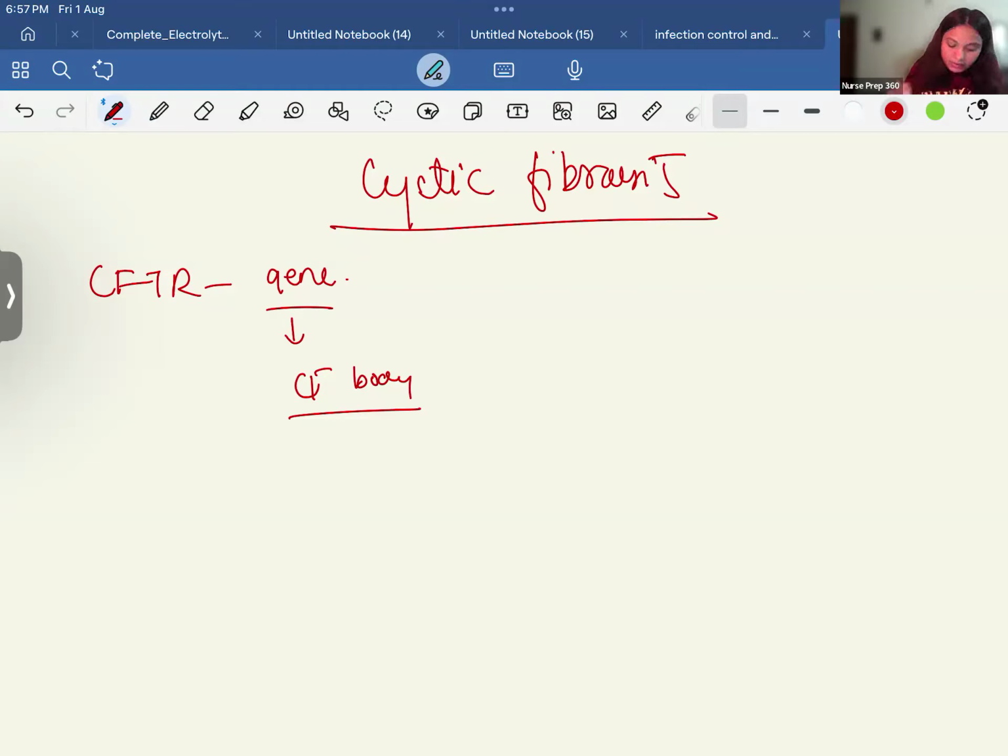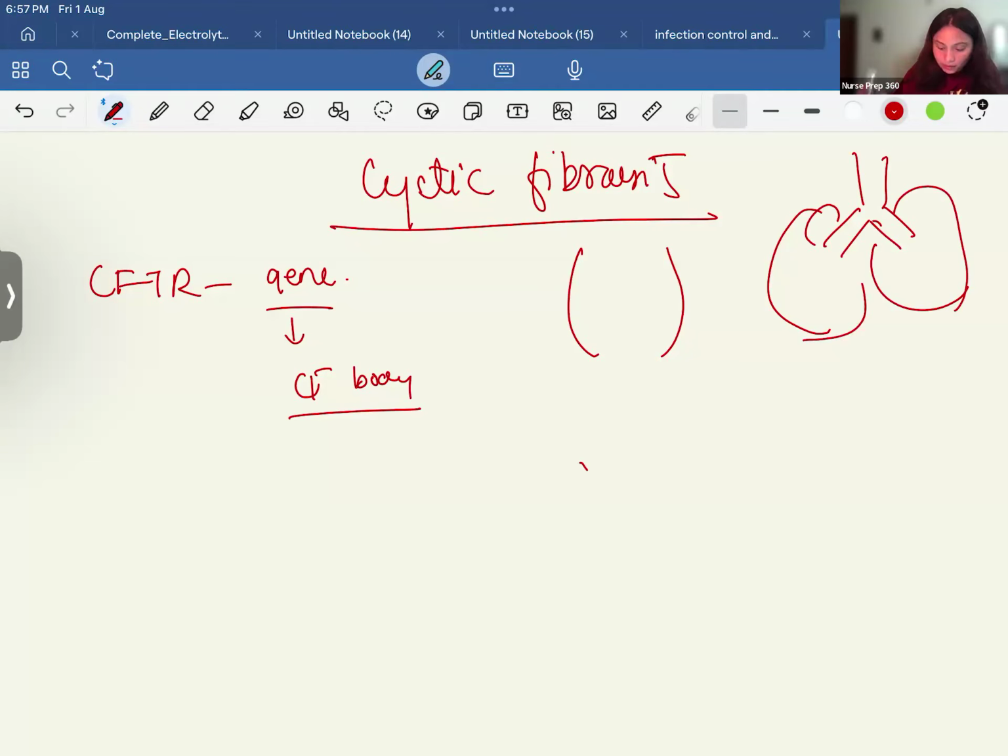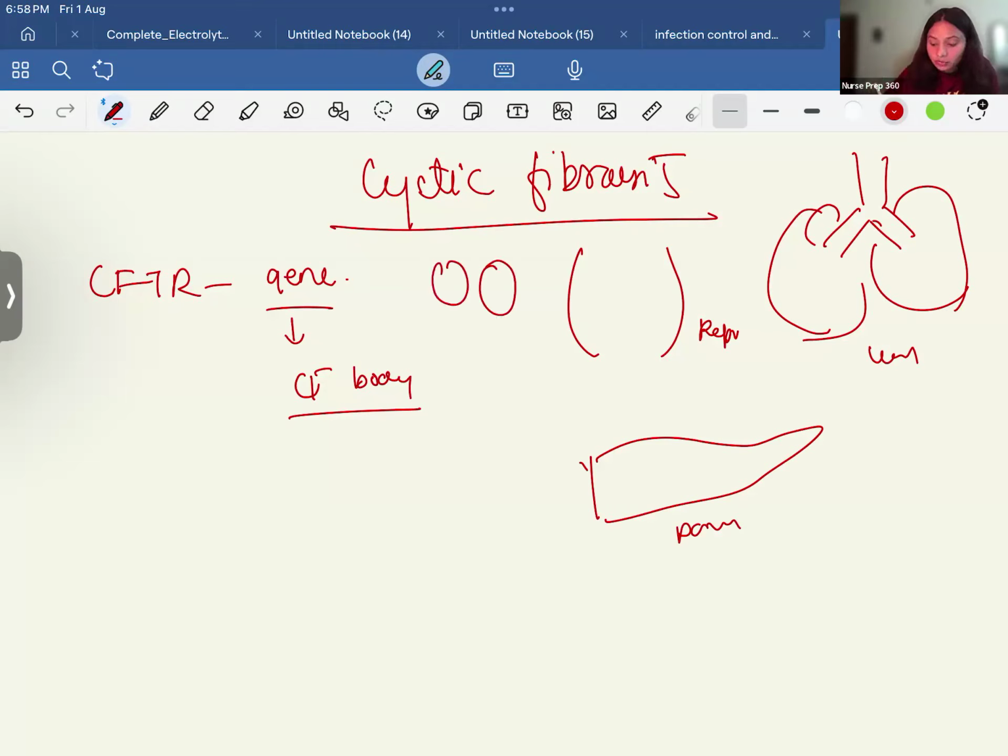Whenever there are secretions, for example the secretions present in the vaginal secretions, there is a problem. There is a problem with your lungs, and we have a problem with our pancreas. So there are 3 organs: your lungs, your pancreas, and your reproductive organs. Male and female both reproductive organs get involved.